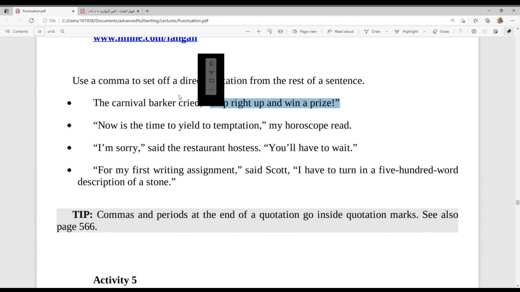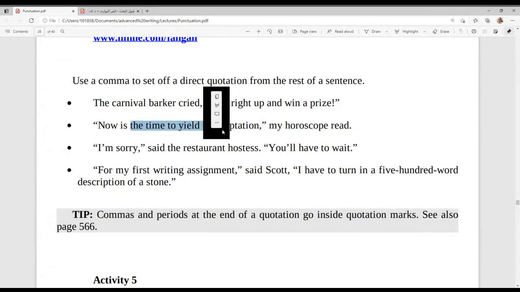Inshallah, you are going to write short stories. I think you have some courses about writing short stories or literature in general. And in novels or short stories or even in plays, we have so many quotations, right? You have to be careful to use commas. Or in essays, when you have a quotation, you have to use a comma in order to set off a direct quotation. Look here.